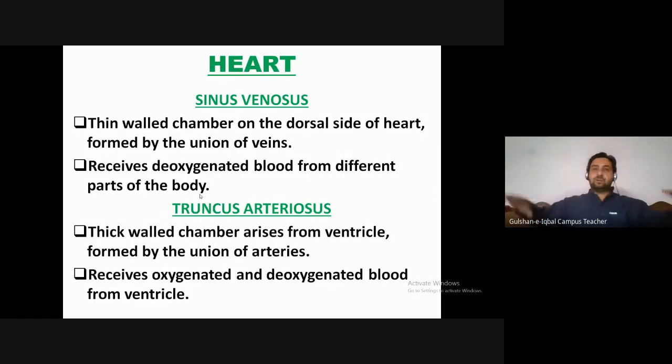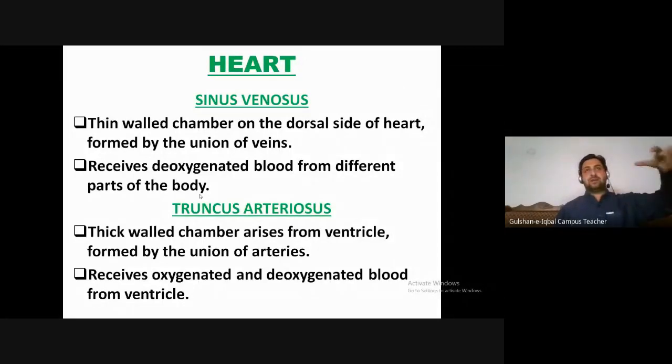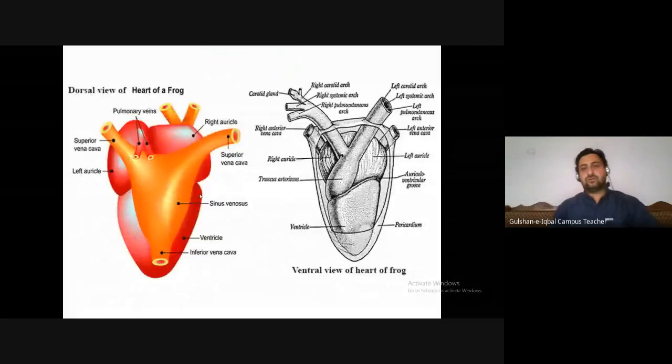So whenever deoxygenated blood is present, it is received from the different regions of the body towards the sinus venosus through the veins. The veins collect that blood and bring it back to the sinus venosus. Okay, let's see the diagram and then we'll move to the question answers. This is the dorsal view of the heart.